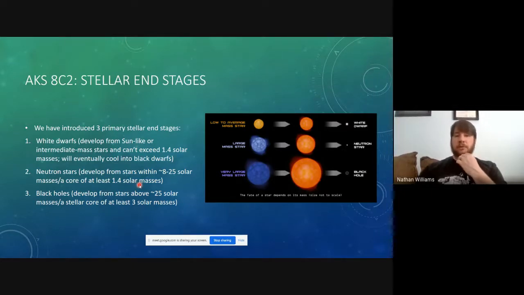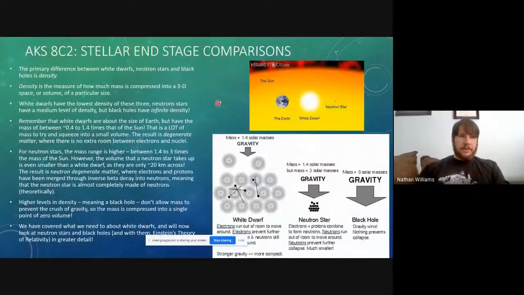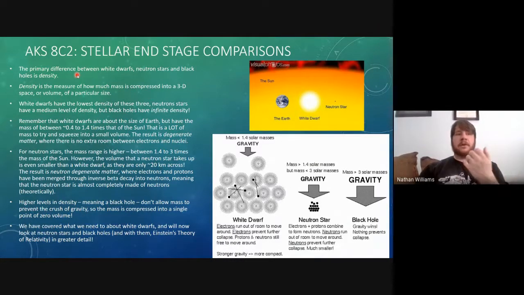Again, anything larger, and you're looking at getting a black hole as your end stage. All right, so moving along, this is where we're still dealing with some of our white dwarf material. But anyway, the primary difference between these three end stages, white dwarfs, neutron stars, and black holes, is their density.